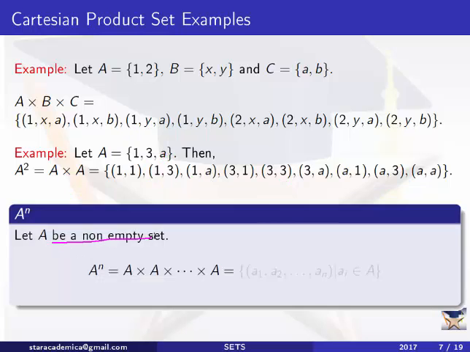And if A is a non-empty set, A to the n is n copies of A. Here we have 2 copies of A. We can generalize this to n copies. So there are n-tuples, all possible ones. Each entry is coming from the same set A. Okay.